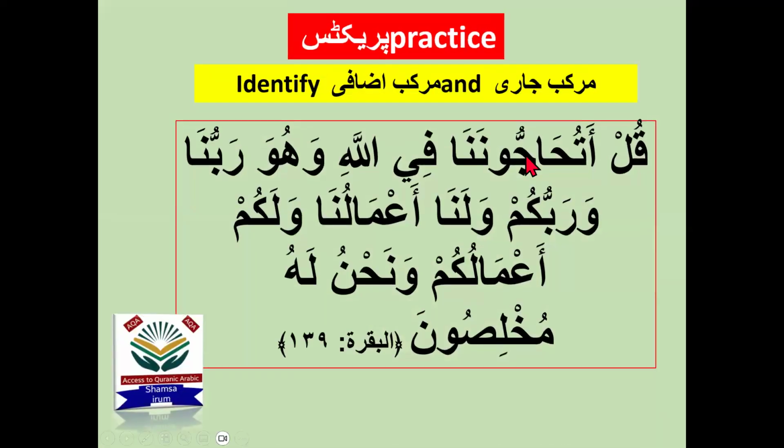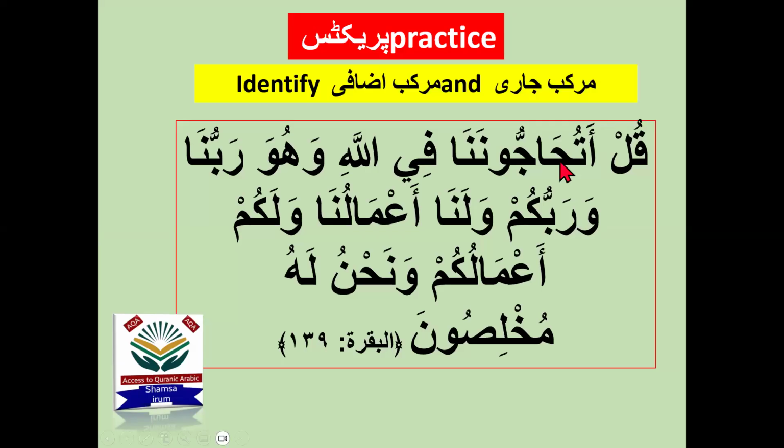And in this one, same, I give you the ayah, and you differentiate between the murakkab jari and the murakkab izafi. In this part of the ayah, you have to separate the murakkab jari and murakkab izafi. So just circle them. You can do it with two different colors: red color for the murakkab izafi and blue color for the murakkab jari. Okay, you can do like this.